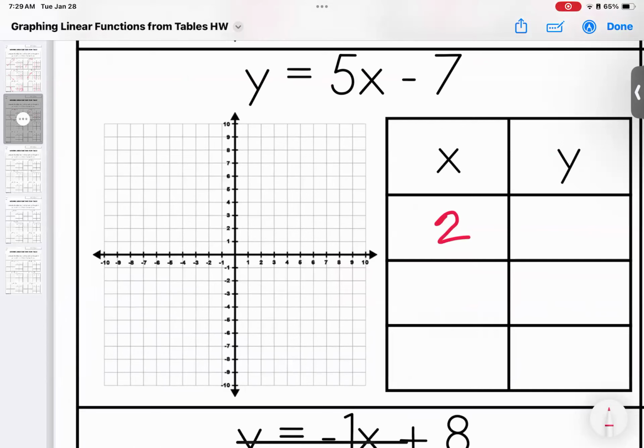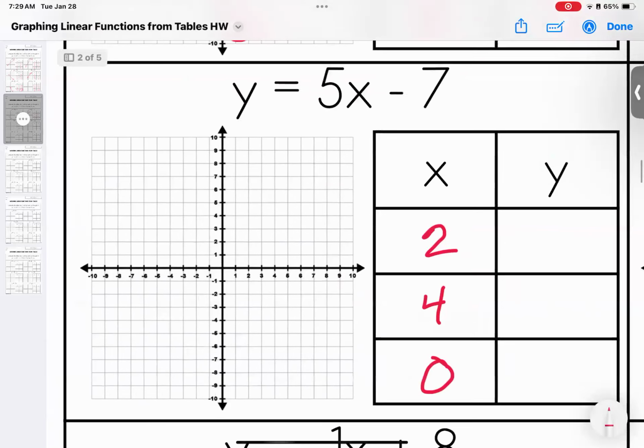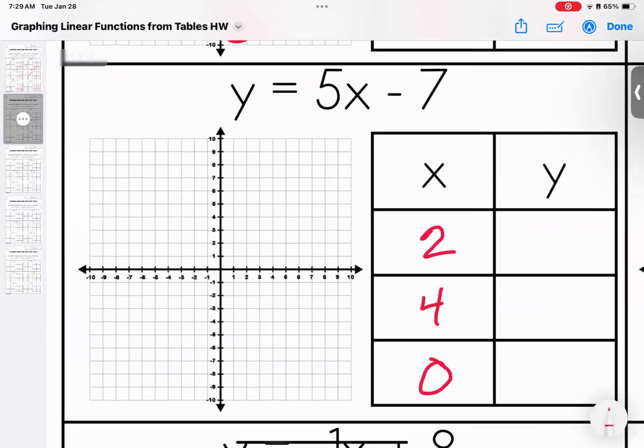Let's do 2, 4, 0. And I'm just picking arbitrary numbers. I'm keeping them small in hopes of keeping it on my graph, but you can choose whatever you want, okay? 5 times 2 is 10. 10 minus 7 is 3. 4 times 5 is 20. Oh, that's going to be big.